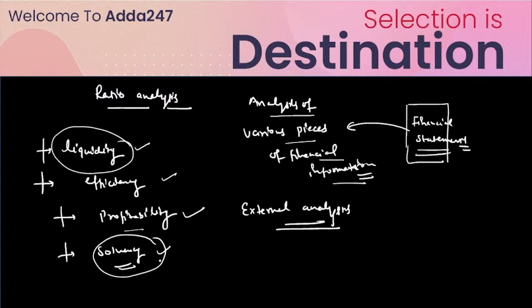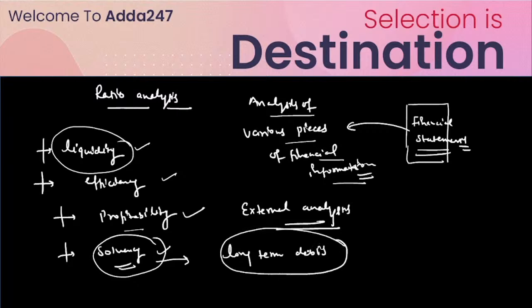So solvency is basically the ability of any company to meet its long-term debt or financial obligations. And what we understand by liquidity is an organization's ability to pay short-term obligations or short-term debt. That's all about ratio analysis.